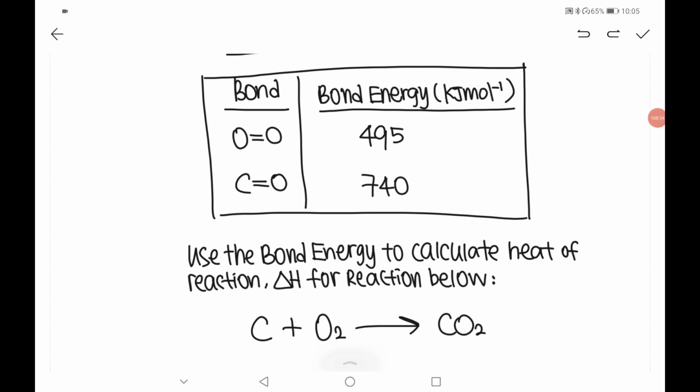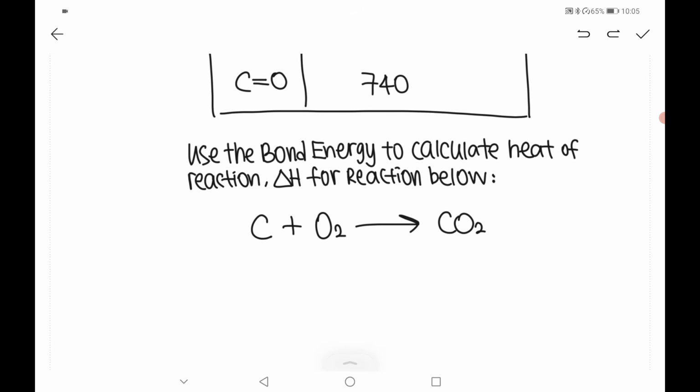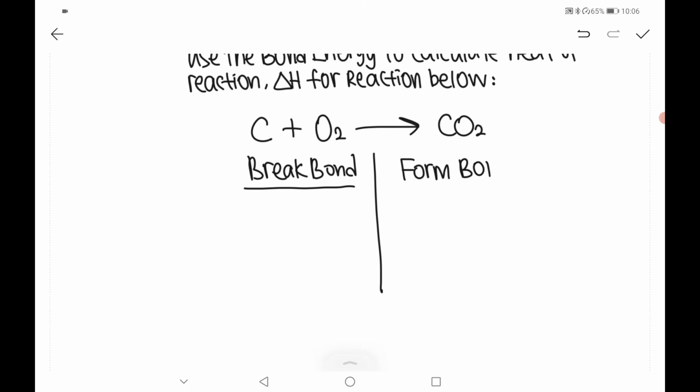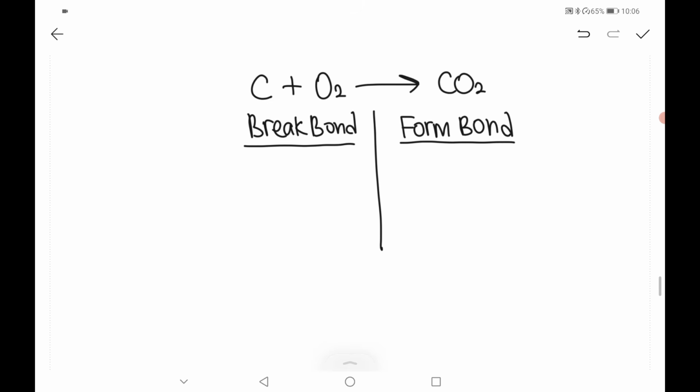So how to do the question here? Same thing when you want to use the bond energy to do calculation: you need to split into two parts. On the left hand side, you need to break the bond because they are reactants. On the right hand side, you need to form the bond because they are products. Now you need to list down what are the bonds you need to break and what are the bonds you need to form.